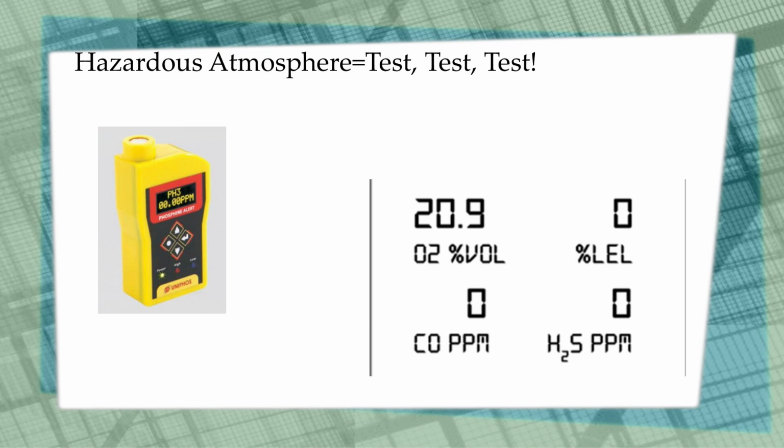Here's just an example of a particular type of monitor, and as you can see, it shows percent of oxygen, the lower explosive limit, carbon monoxide, and hydrogen sulfide. And typically we get digital readouts. So that's a really good thing. That's something that we need to be aware of. We need to have familiarity with whatever monitor you're using, to make sure that you know how to operate it and you know when it's operating correctly. So keep that in mind.